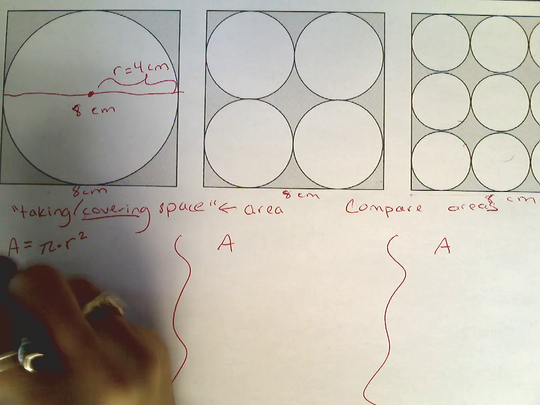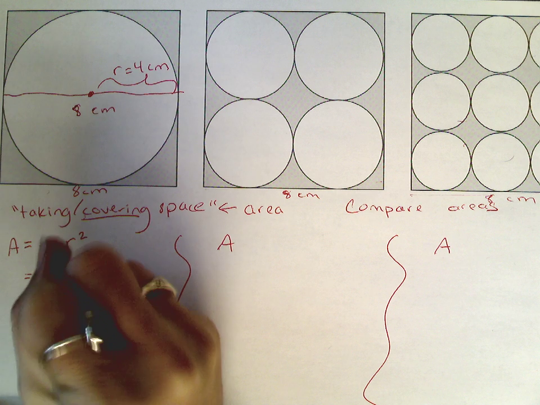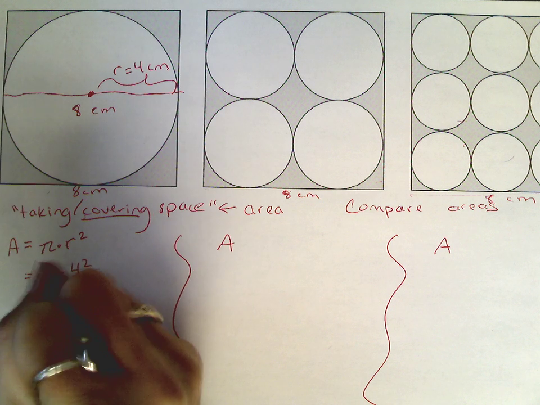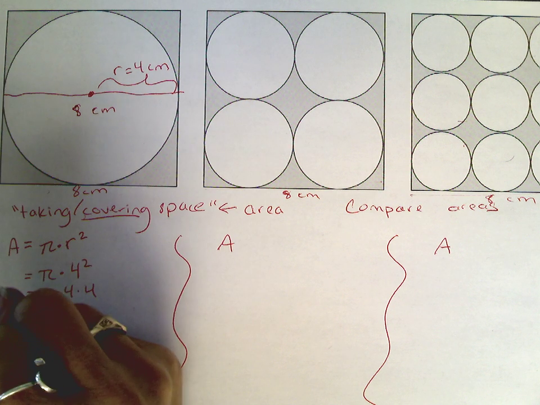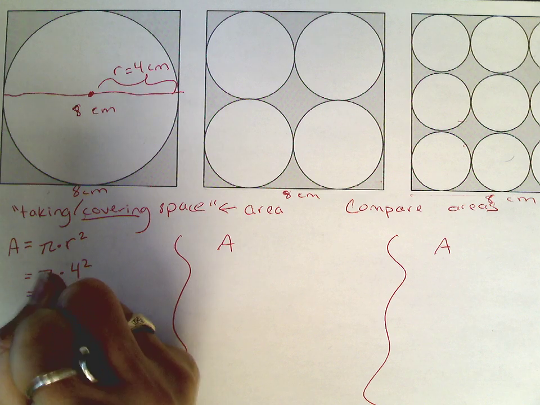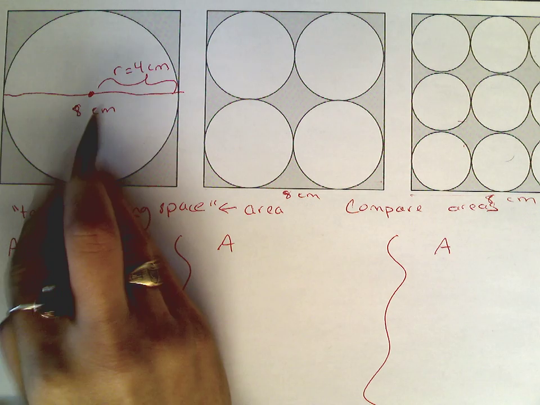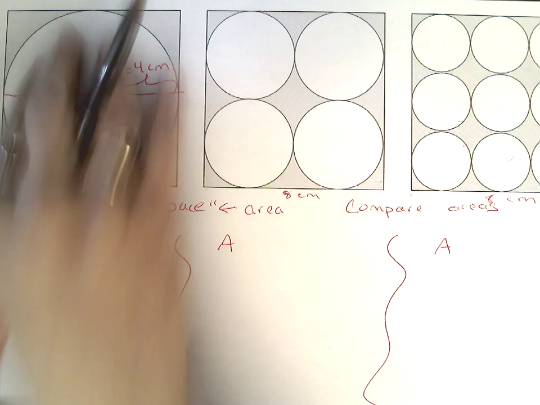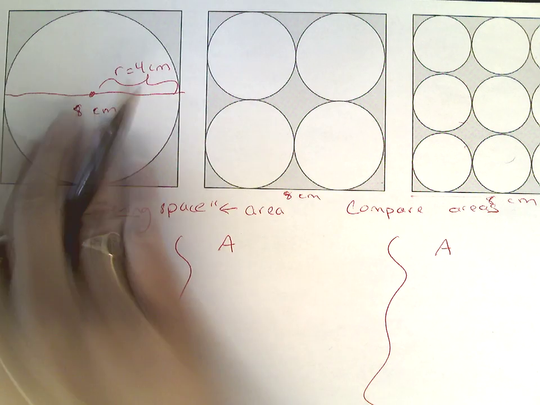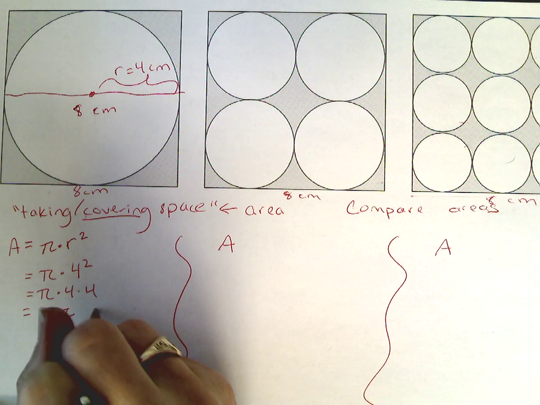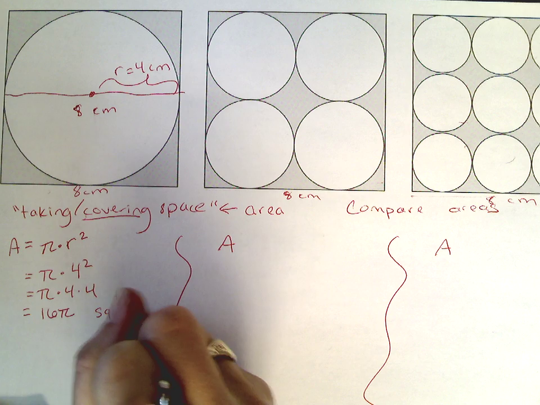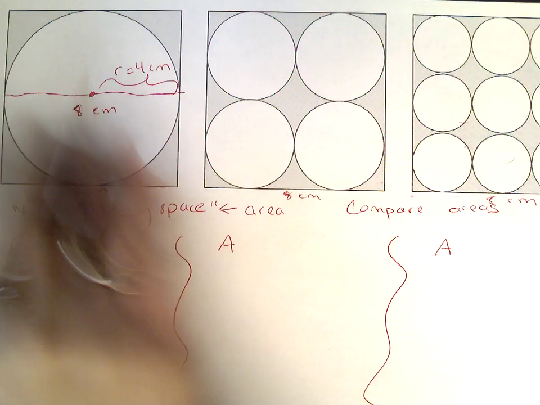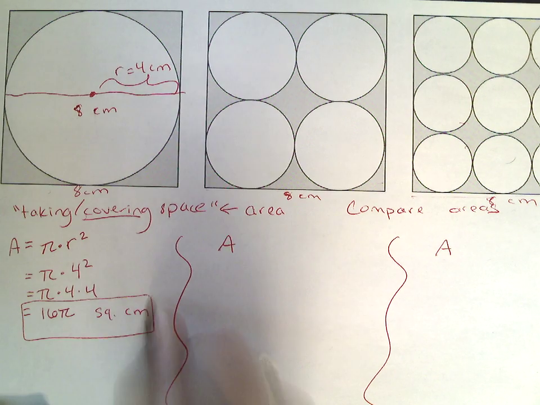Looking at this, now I have pi times 4 squared, which is the same as pi times 16, which is 16 pi. And since I was talking about centimeters, but I'm looking at the squares inside, what's covered by it, 16 pi square centimeters. And I have one circle, so this is all I need for this one.